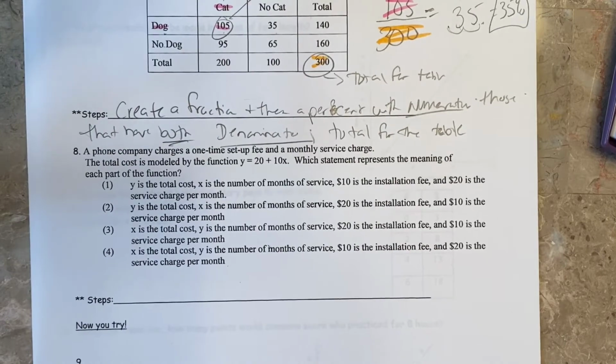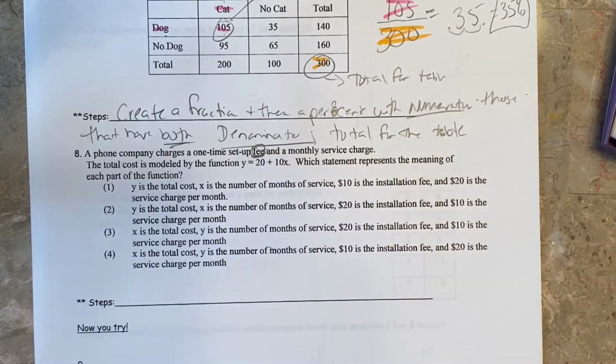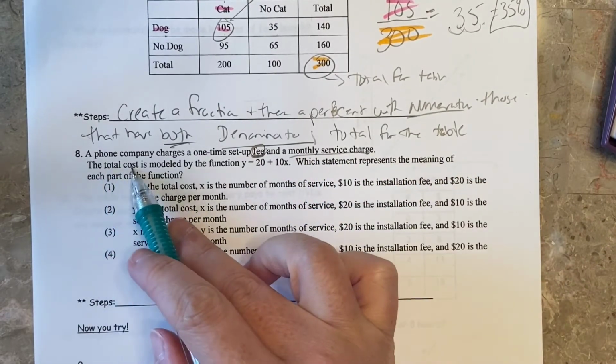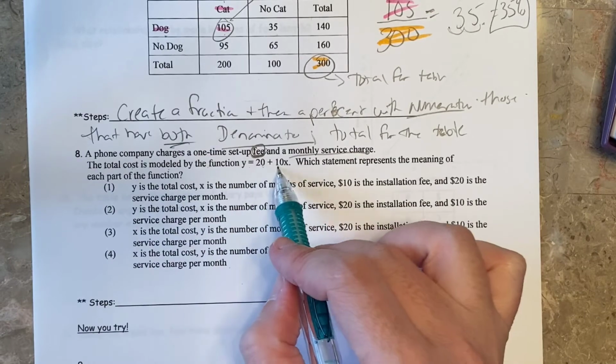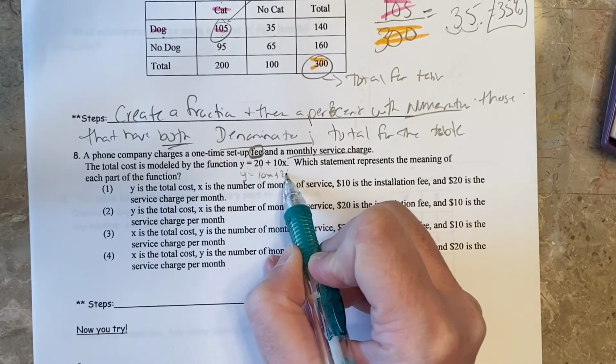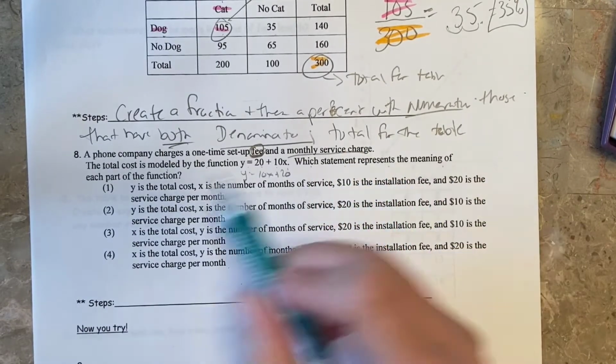Number 8, a phone company charges a one-time setup fee. Oh, remember that word? That was part of our functions unit. And a monthly service charge. The total cost is modeled by the function y equals 20 plus 10x. Notice they wrote it a different way. They didn't write 10x plus 20 the way that we are used to writing it. They're trying to make it more difficult for us, which represents the meaning of each part of the function.